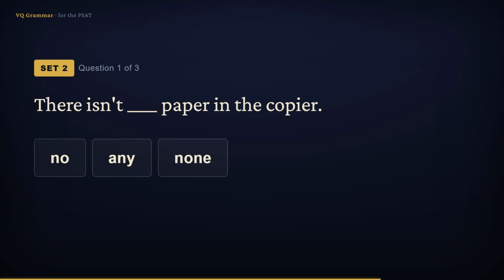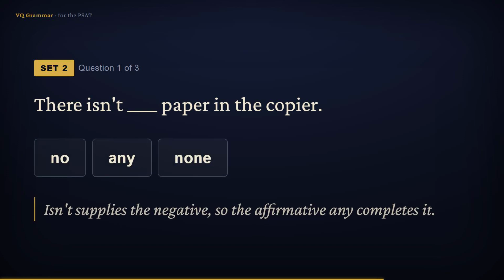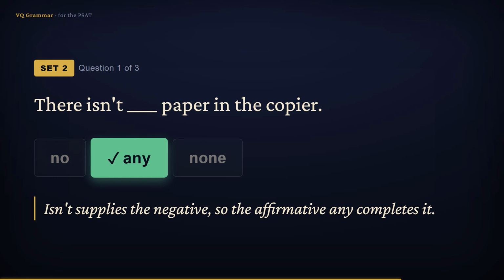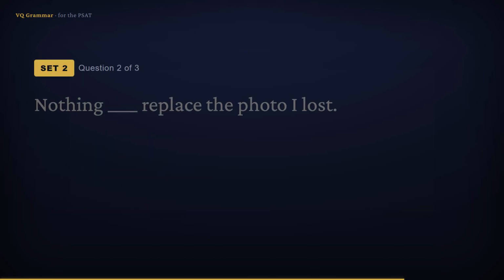There isn't blank paper in the copier. Isn't already gives us a negative. No and none are both negatives, so either would double it up. Any is the yes word, so it keeps a single negative. So the answer is any.